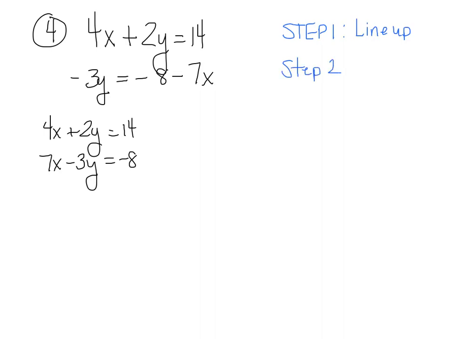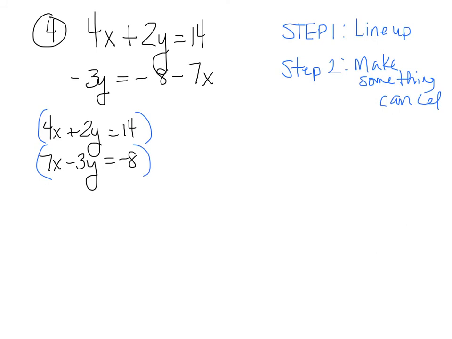Step 2 is make something cancel. Now I know that seems very vague. But you'll notice here that nothing, the x's or the y's, cancel. So what I'm going to look at is the x's. Because I have a 7 and 4, I have to make one of these positive 28 or one of them negative 28. But then I look at my y's. And I would need, since we have 3 and 2, to make one positive 6 and one negative 6. Because I already have a positive and negative, the y's would be easier to cancel.